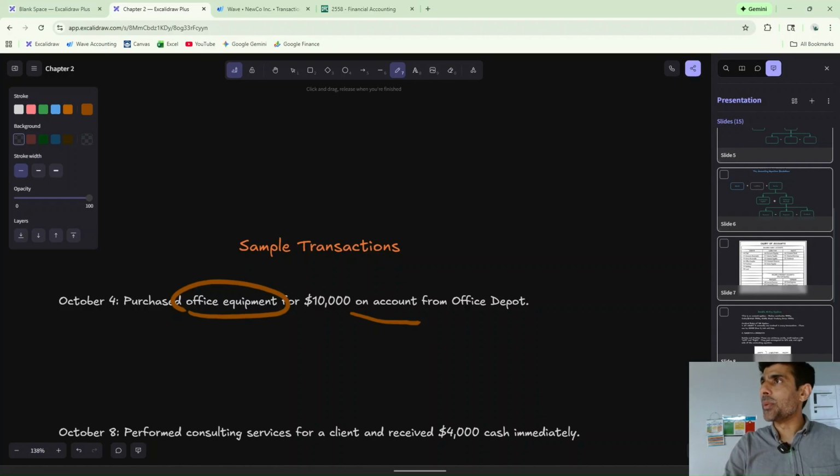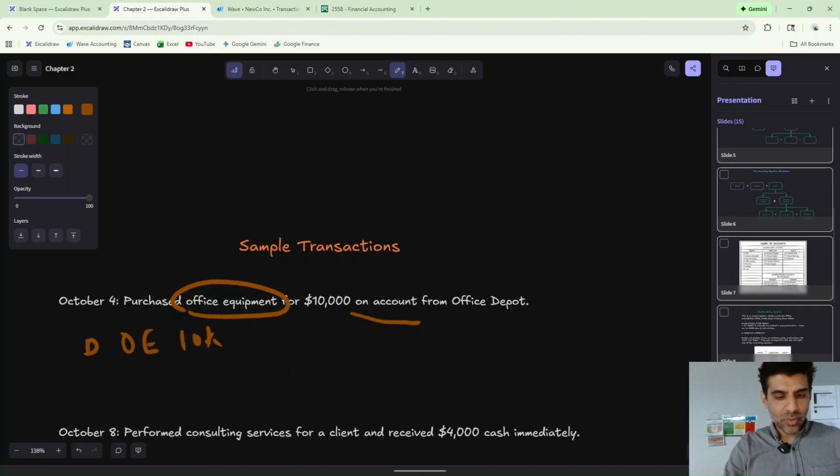Is office equipment going up or down? Am I buying or selling office equipment? Buying. So office equipment is going up. It's an asset, so is that going to be a debit or a credit? Good. We have debit office equipment, and I'm just going to call it OE, 10,000.